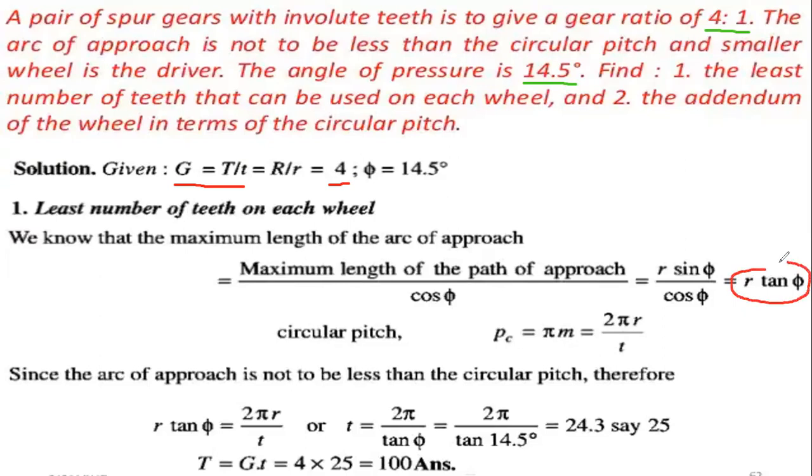So this is the value. So substitute in this value. We have already got the R by r value as 4. Then we have the formula for circular pitch, that is, circular pitch PC is equal to pi into m. We have also taken it as 2 pi r into t. So this is also another value, 2 pi r into t.